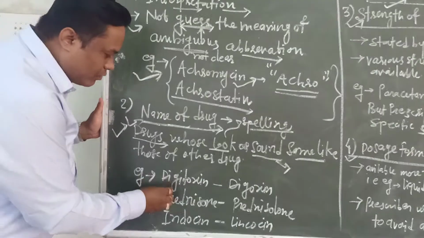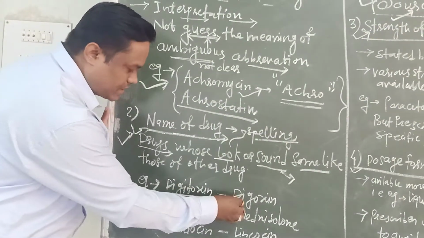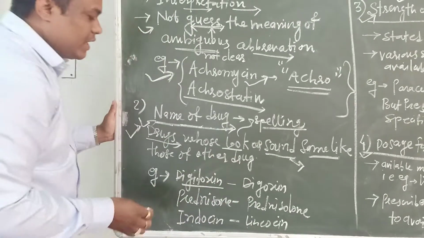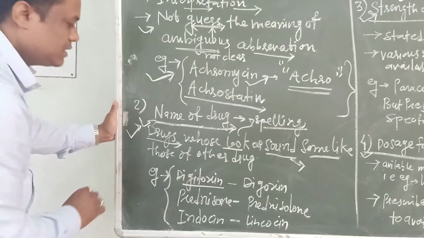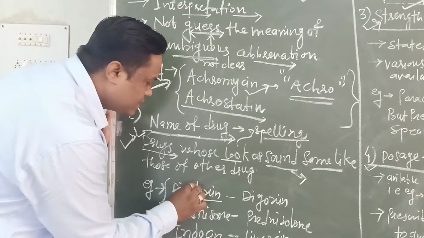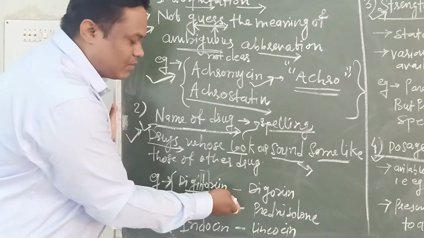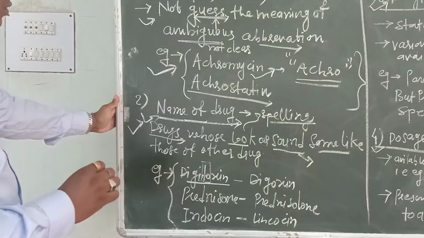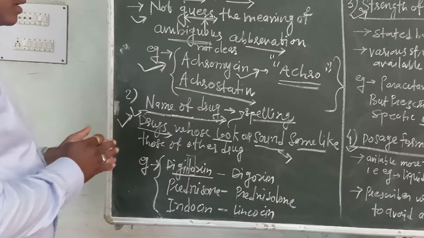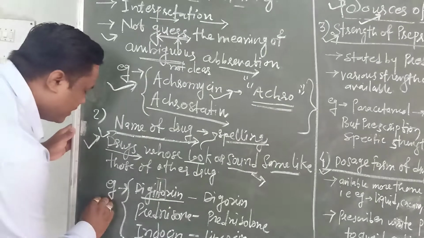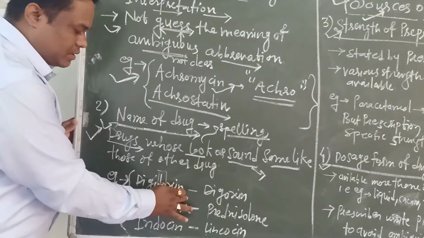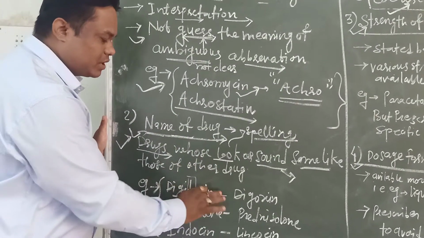For example, digitoxin and digoxin, prednisolone, indocin and lindocin. In these examples, the spellings are near about the same. For example, in digitoxin and digoxin, only TO is different in the spelling, but the pronunciation is near about the same. Then it is the responsibility of the prescriber to write the proper spelling in the prescription, and it is the role of the pharmacist to interpret the proper name of the drug and dispense the same medication to the patient.